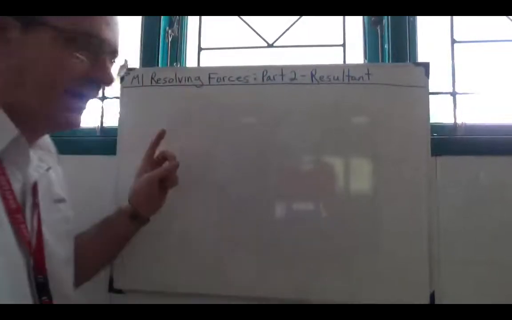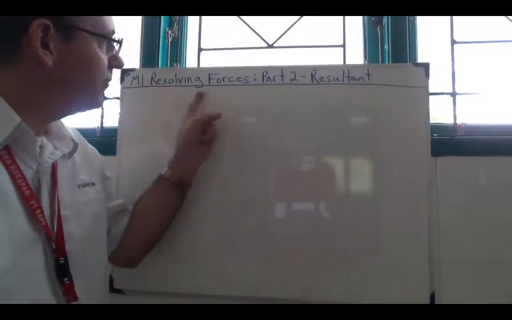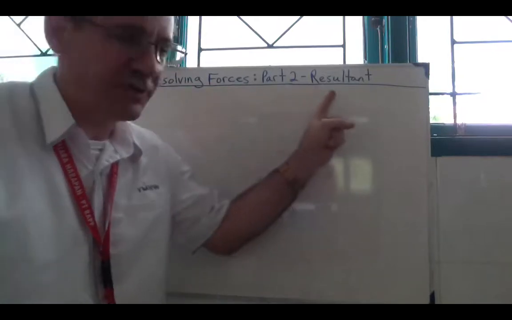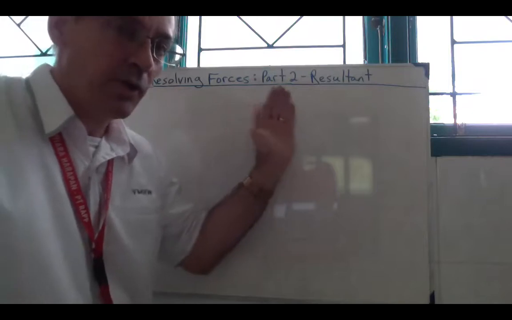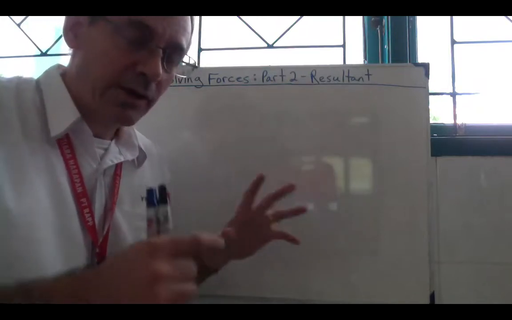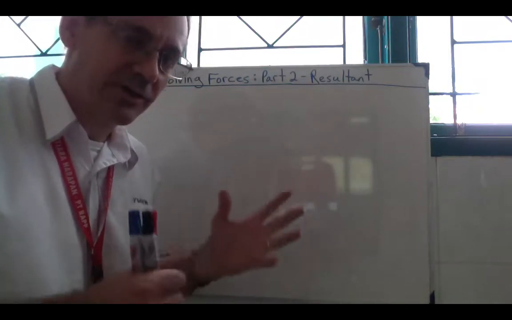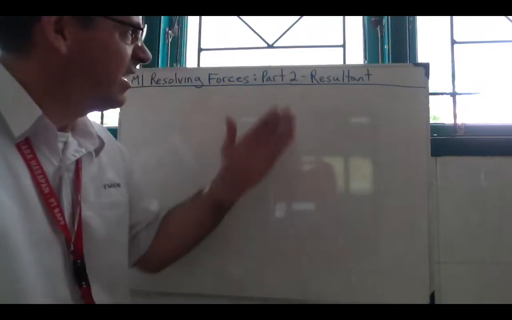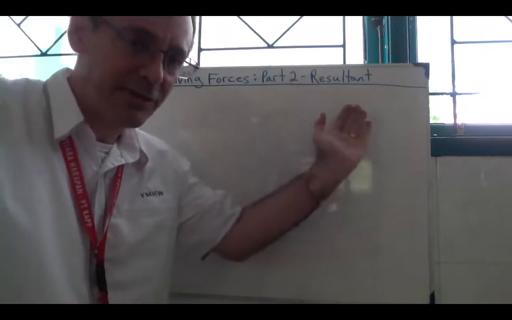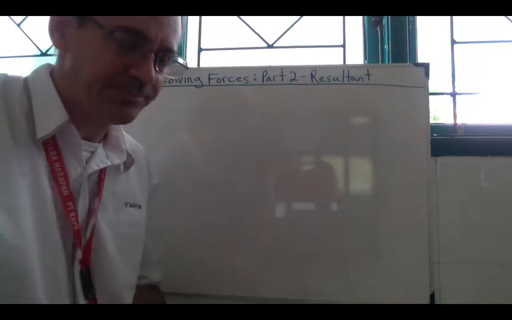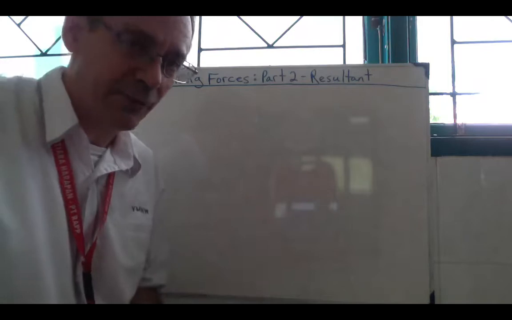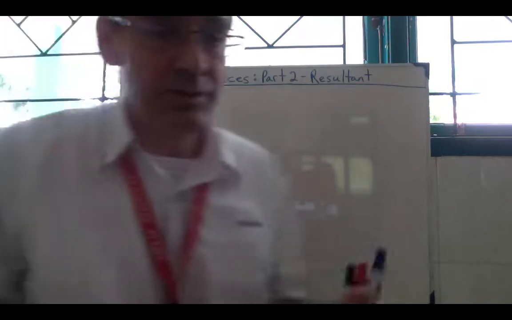Today we want to look at mechanics, resolving forces, part 2, resultant. Now in part 1 we looked at resolving forces with equilibrium, where all the forces are balanced, or in other words they add up to 0. Here we're going to have a remainder or a leftover that we're going to use to find the resultant force, or you can call it the net force if you want. So that is what we're going to look at today. And let's just jump right into the questions.